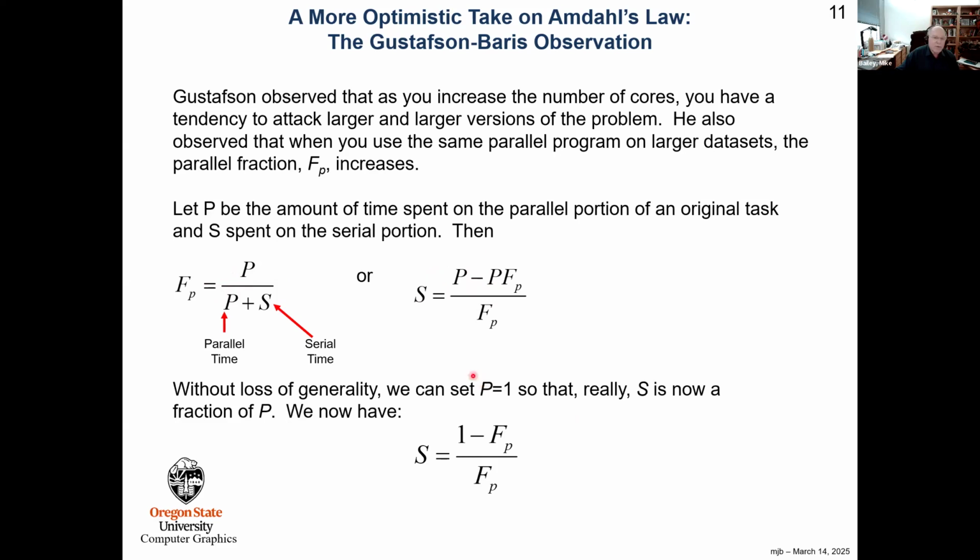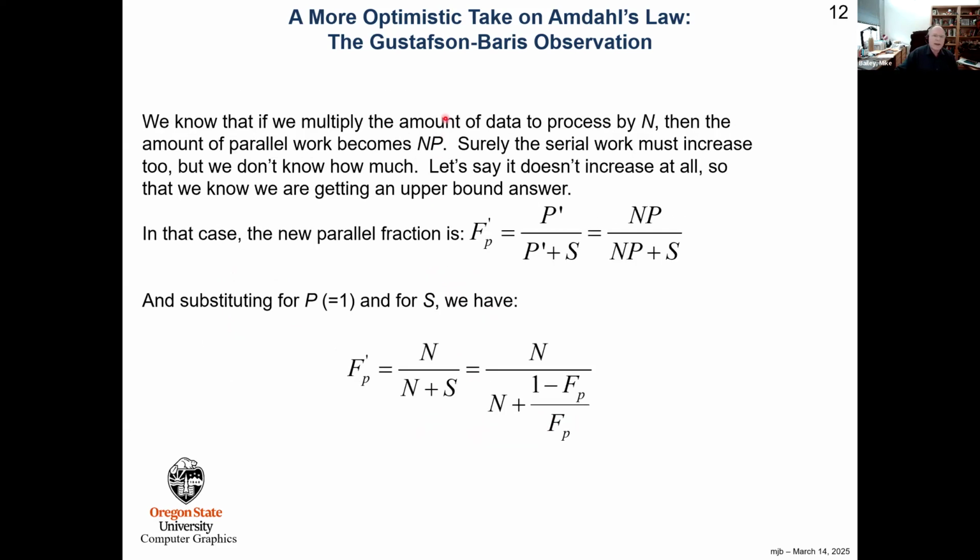We're just solving that using algebra. And we're just going to set P equals 1. We're just going to scale the whole thing. So the parallel part takes 1 second. Okay, so now S is a fraction of the parallel part. And if we now say, well, let's scale up the parallel part by a factor of n, let's have n times more data. Well, that means the new parallel fraction would be this, which means if we multiply the amount of time you're doing parallel by capital N, we get this. And eventually we get this for a new parallel fraction.